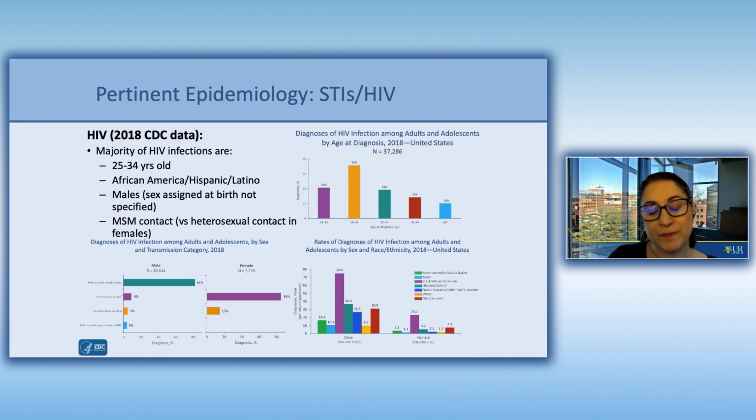What about HIV? You can see several graphs here, but really what they're showing is that the majority of HIV infections are in the young adult population. It disproportionately affects Black and Brown people, those who identify as male, but actually the sex assigned at birth and gender identity is not really clarified in the CDC data from 2018, and reported MSM contact for those males.